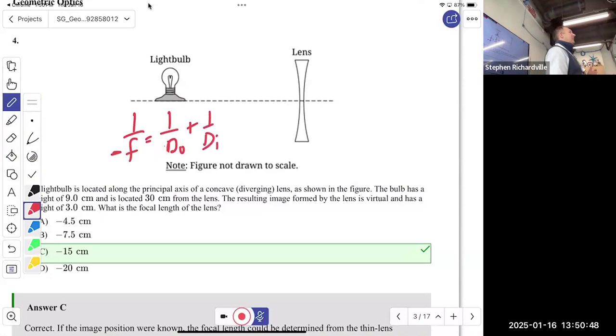But here's, I suppose, why they reiterate the fact that the image is virtual. It confirms that it has to be a negative di. We talked about that the other day. If you remember your notes from the other day, I said if you ever get a negative di, your image is virtual. Somebody asked, how do I know if my image is virtual? Well, one, if you're tracing back physically, but also if you ever get a negative di, that means that's virtual.